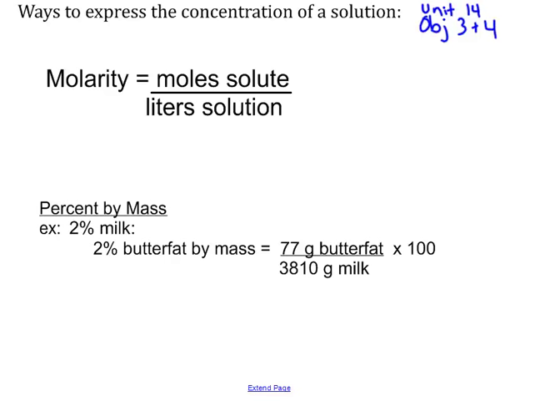This video lecture is meant to cover the information found in Unit 14 on solutions and equilibrium, specifically covering objectives 3 and 4. We're going to be talking about different ways to express the concentration of a solution, which there are lots of ways that we can do it. There's going to be two that we focus on primarily, and one of those two will be our main way of expressing concentration.